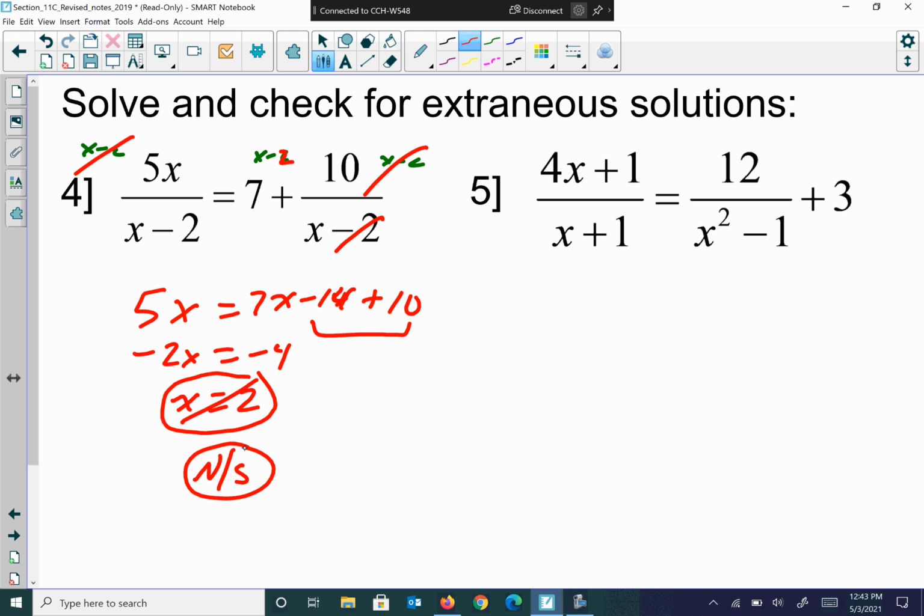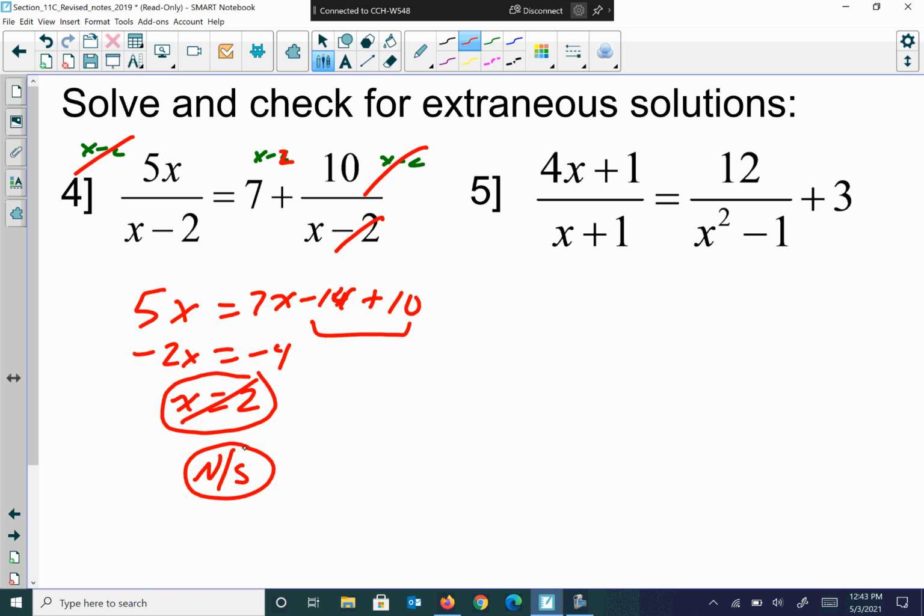If I were to do this problem and I wasn't sure, if you went into Desmos and you did y equals the left side and y equals the right side, you would find you have two graphs that don't cross each other. And that's what's happening on this problem.